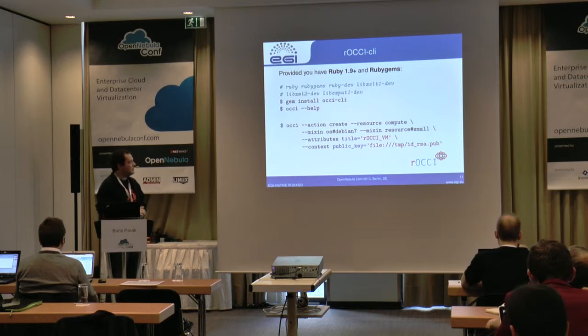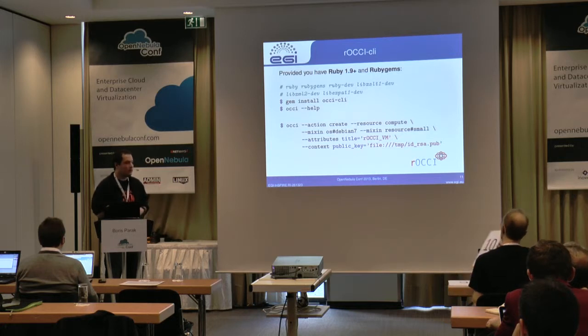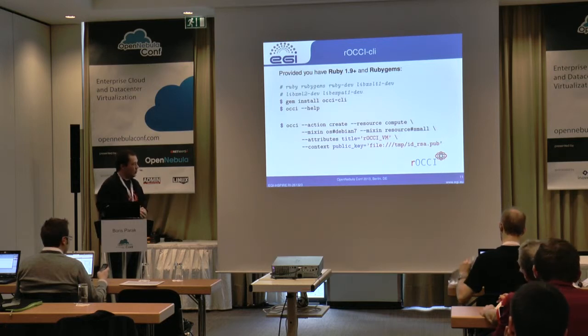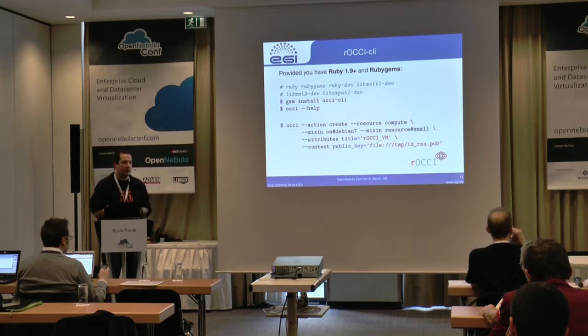And what's the CLI, the command line or shell interface? It's basically a gem for Ruby that you can install. Then you can run a basic subset of OCCI commands or OCCI actions on some resources. You can create, list, describe networks, storages, virtual machines.